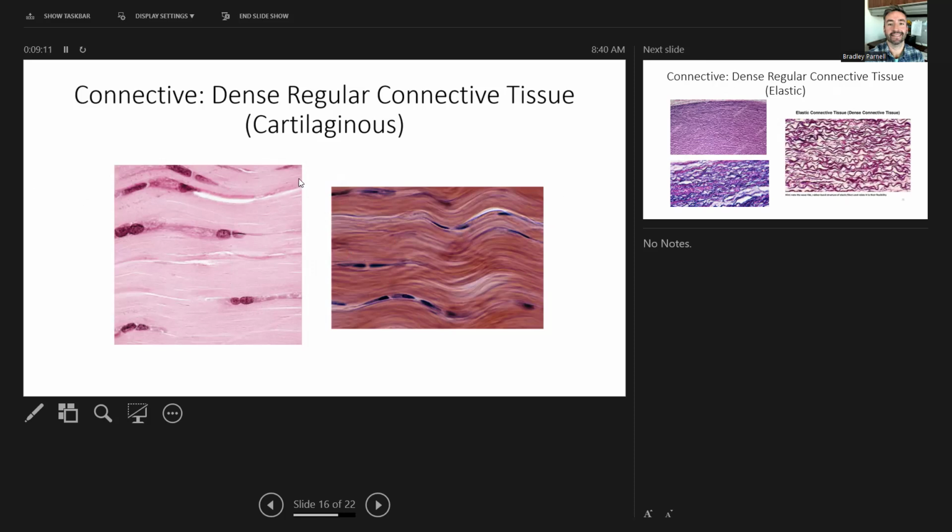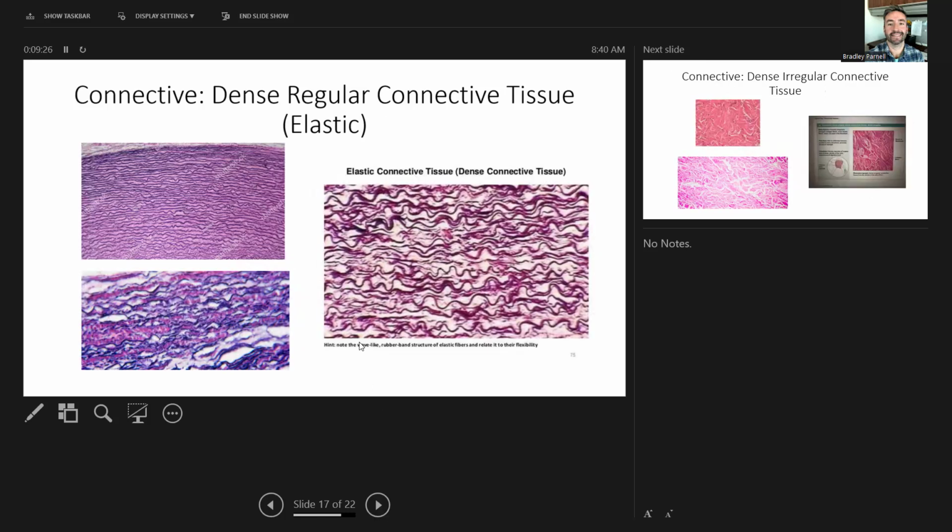If it is this lighter colored pink, it is collagen fibers that we're looking at again. Sorry for this typo here with cartilaginous, but it should be collagenous, so made out of collagen. Versus our dense regular. So regular because we've still got all the fibers going in the same direction. But here we've got the dark purple fibers again. So anytime you see that dark purple or black fibers, it is now elastin. So still falls under connective tissue. Specific name would be dense regular, and then these fiber types are elastin.